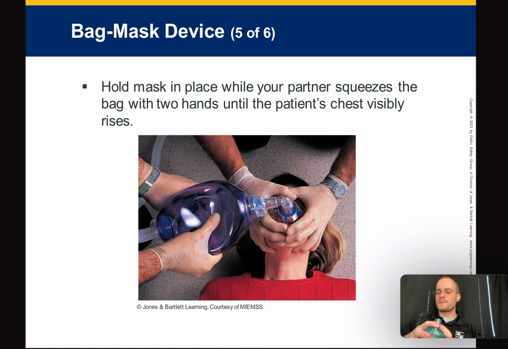Okay, so the one-handed technique is called the C, E, 1, 2, 3, right? So the C-E technique. And then if I have two rescuers, which is almost always how it happens, I'll put both hands over this and I'm pushing down and I'm taking their jaw and lifting it into the mask. So I'm pushing down and lifting up at the same time. Okay.